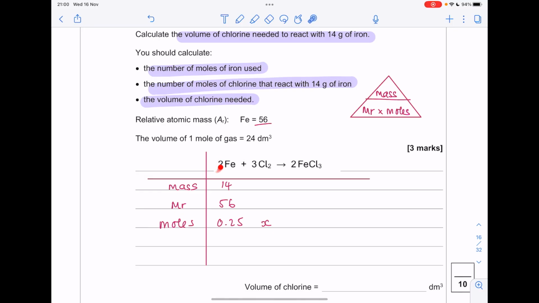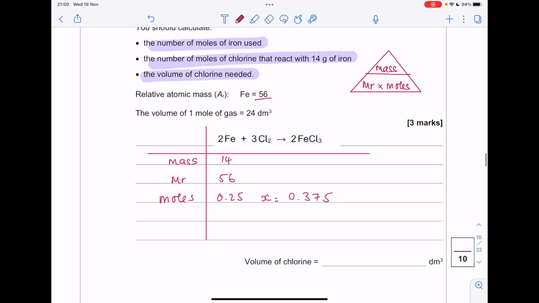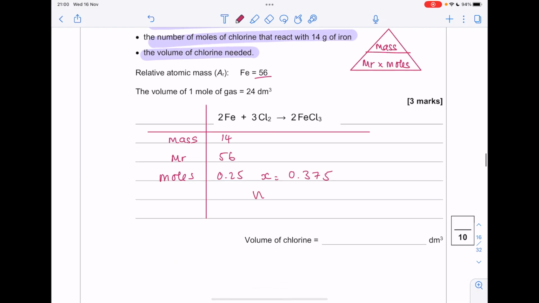And then check the mole connection, it's 2 to 3. So in terms of the number of moles of chlorine, divide 0.25 by 2, multiply it by 3 to get 0.375. And then lastly, we need to find the volume of chlorine needed. The way you do that is by taking the number of moles you've just calculated and multiplying it by 24. You must learn this because after all, if 1 mole occupies 24 decimeters cubed, what volume does 0.375 moles occupy?